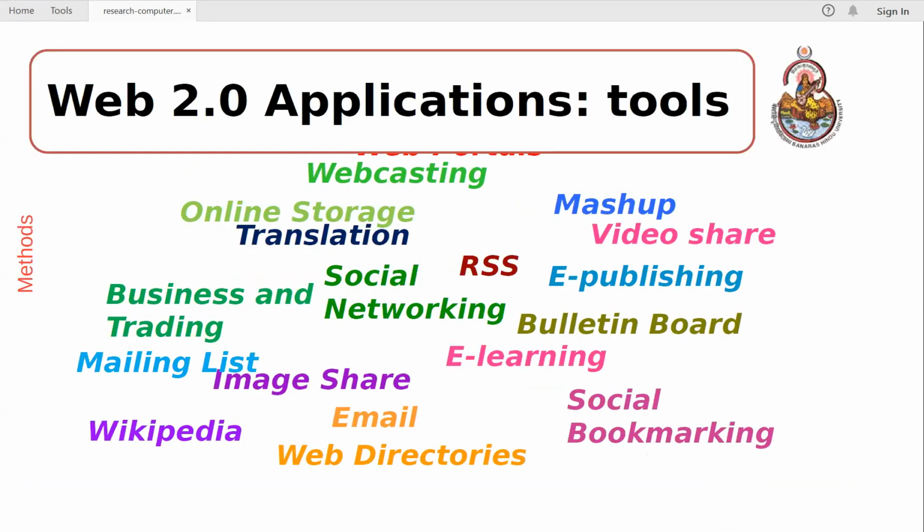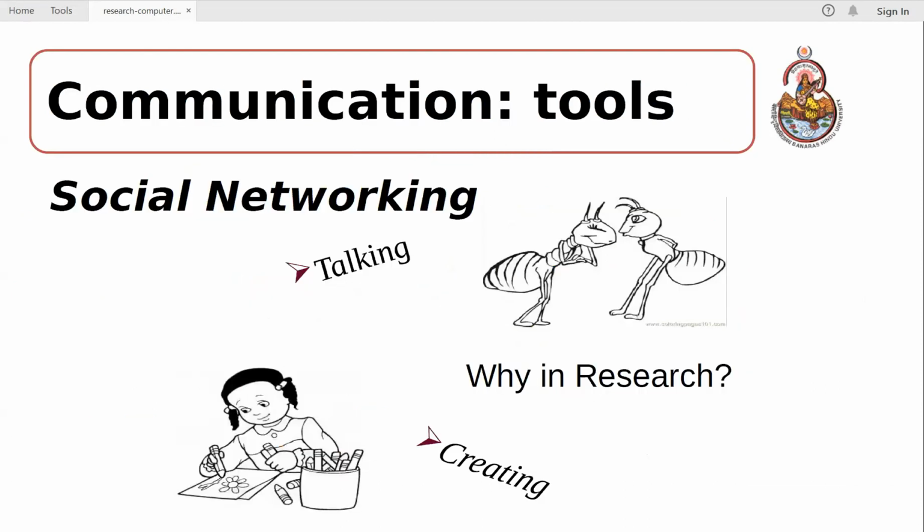You have a lot of tools available. Some of the tools I have already talked about. I have just created a word cloud or terms cloud for you, just to give you an idea of the tools. Now coming to the communication tool, which is very important, because when I started looking into this whole scenario of networking, internet, web, computer, for me, after the computational power of the computer, it was the communication technology which fascinated me.